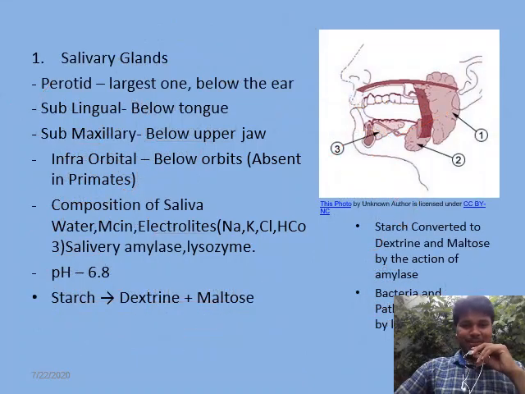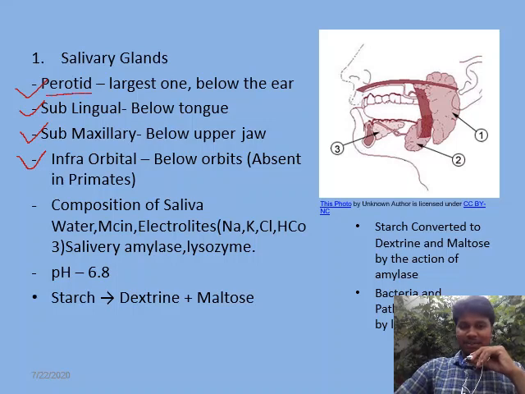First of all, we learn about the salivary glands. Salivary glands are of 4 types. They are parotid glands, sublingual glands, submaxillary glands, and infraorbital glands. Let us locate their location in the human being. The first gland and the largest one is called the parotid gland. It is present below the ear. The location is below the ear. I am locating it here. This is the first one, the salivary parotid gland.